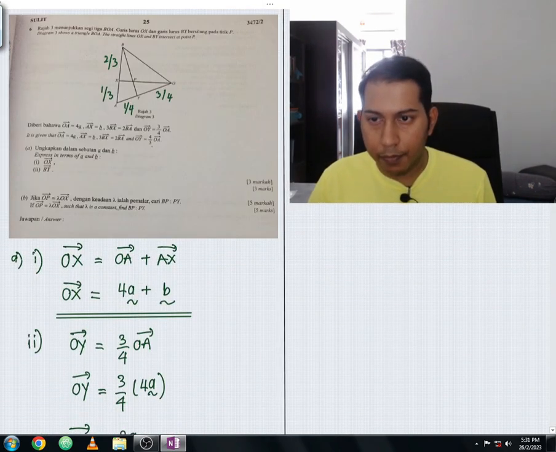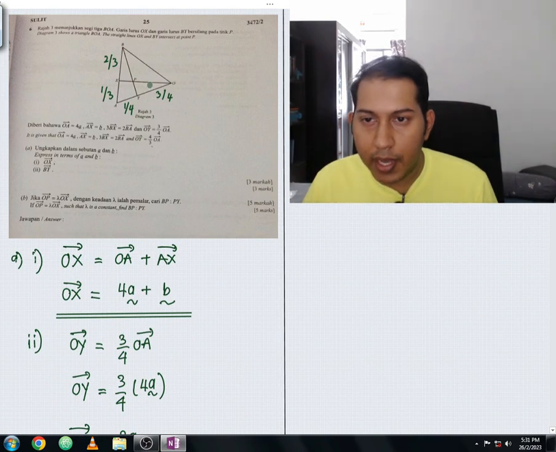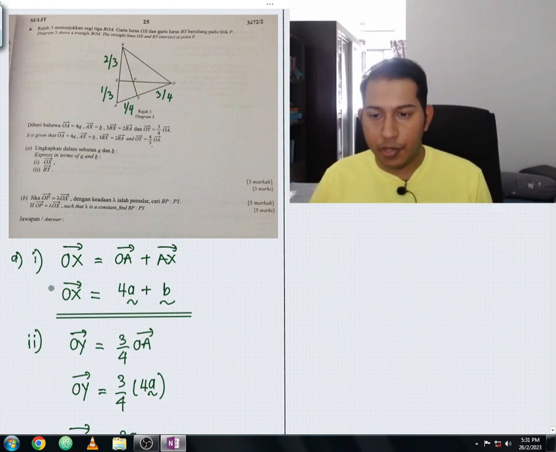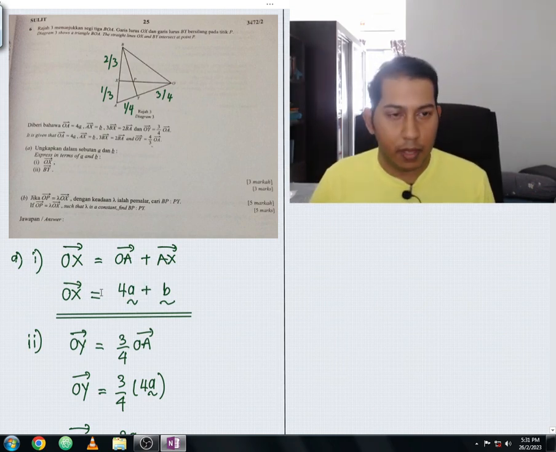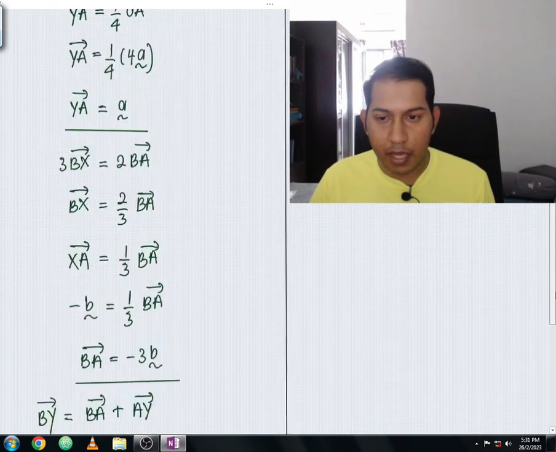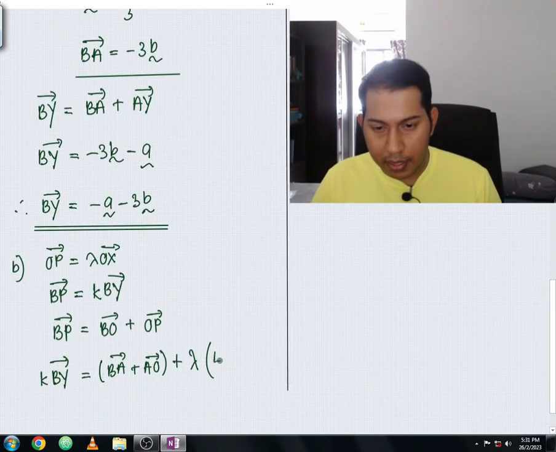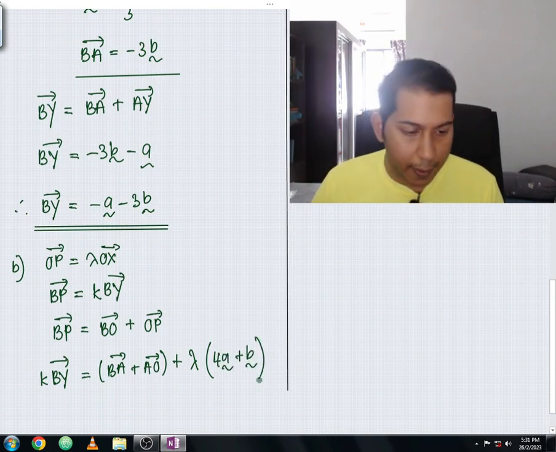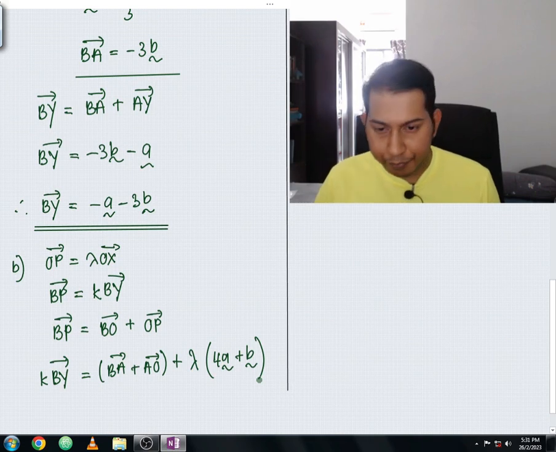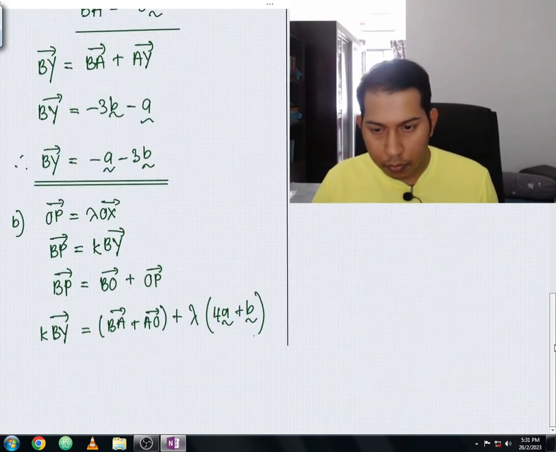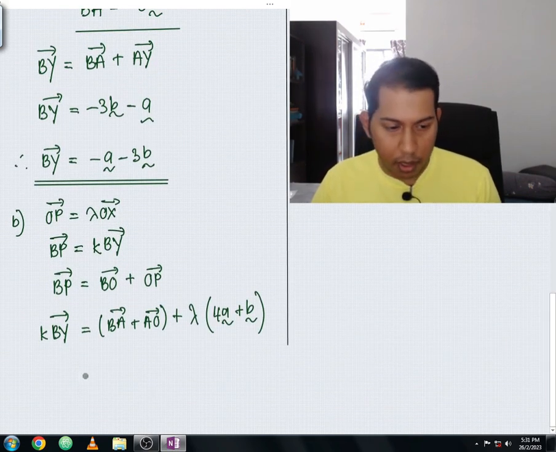Lambda OX: how to find OX is OA plus AX, which we already found in question part 1, which in this case is 4A plus B. So we just substitute this 4A plus B over here: lambda times (4A plus B). So let us solve them one by one.